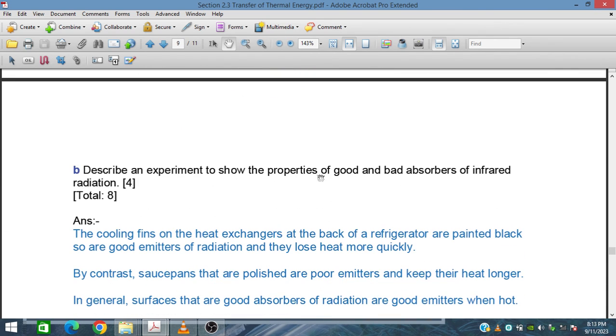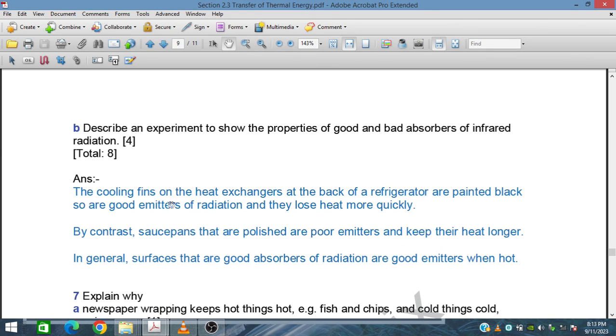Describe an experiment to show the properties of good and bad absorbers of infrared radiation. The cooling fins on the heat exchanger at the back of a refrigerator are painted black, so they are good emitters of radiation and they lose heat more quickly. By contrast, saucepans that are polished are poor emitters and keep their heat longer. In general, surfaces that are good absorbers of radiation are good emitters when hot.